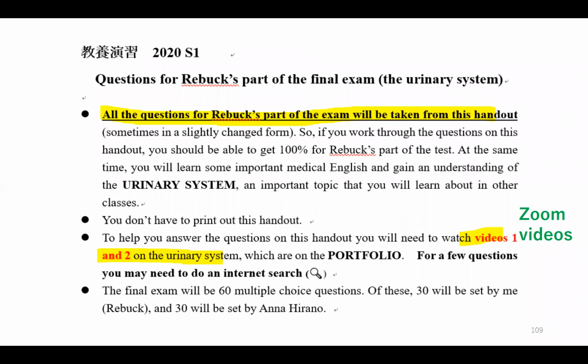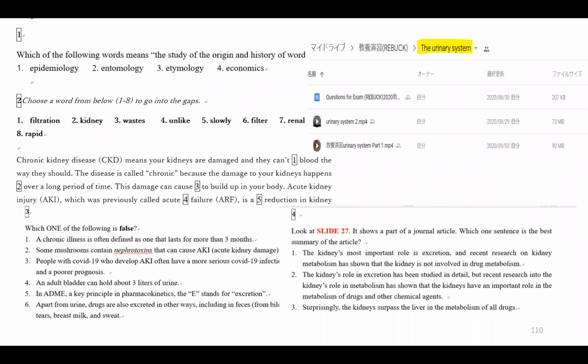Or recently I've done the video. If you want to read this, this is what I've done for the Zoom videos. The exams will be based on this. Okay, and this is the kind of questions I give on the videos.